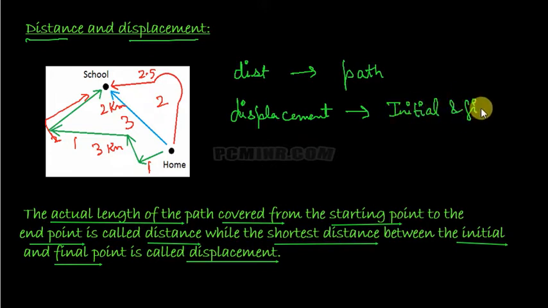So whatever route you follow, we want only the shortest distance between the initial and the final points. So displacement will always be the shortest distance. And distance can be equal to the displacement if you're following this shortest route. Otherwise, your distance is more than the displacement. So I hope you've understood what is the basic difference between distance and displacement.